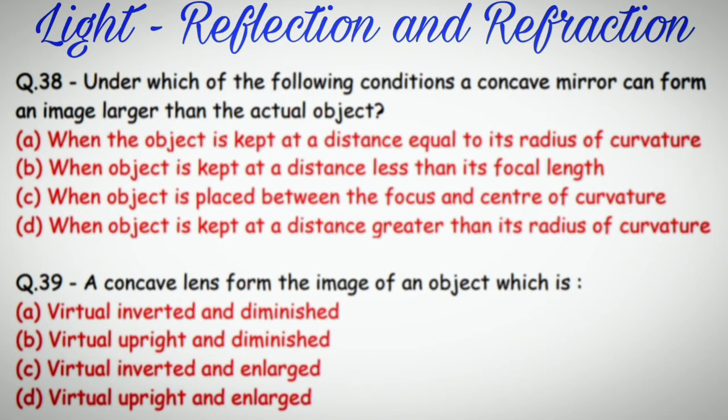Next question comes here. A concave lens forms the image of an object which is option A virtual, inverted and diminished, option B virtual, upright and diminished, option C virtual, inverted and enlarged, option D virtual, upright and enlarged. And the correct answer is virtual, upright and diminished.